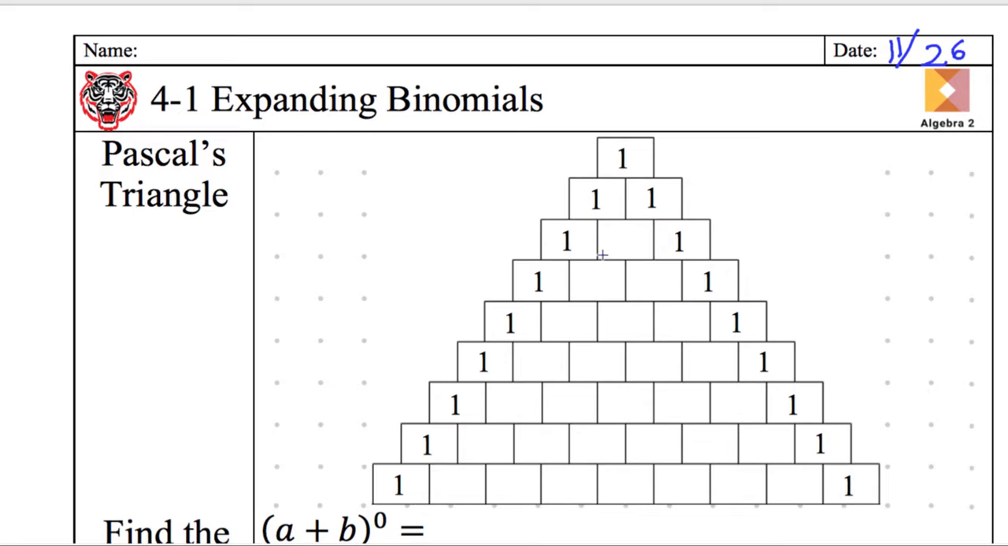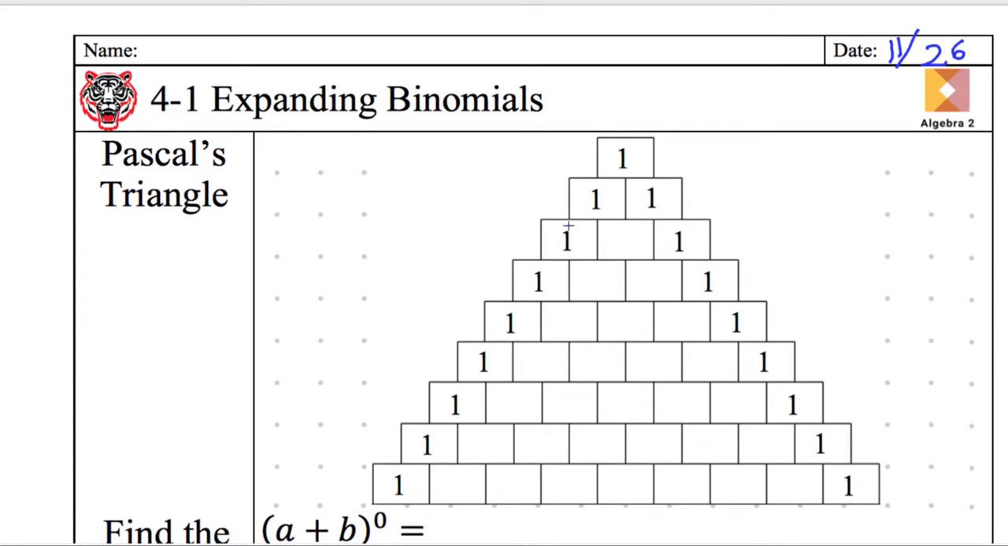It is one of the coolest patterns in mathematics. This pattern can be used to expand binomials like we'll use for today's lesson. It can be used to find weird probabilities. You can just use it for so many cool patterns. Anyway, how does it work?